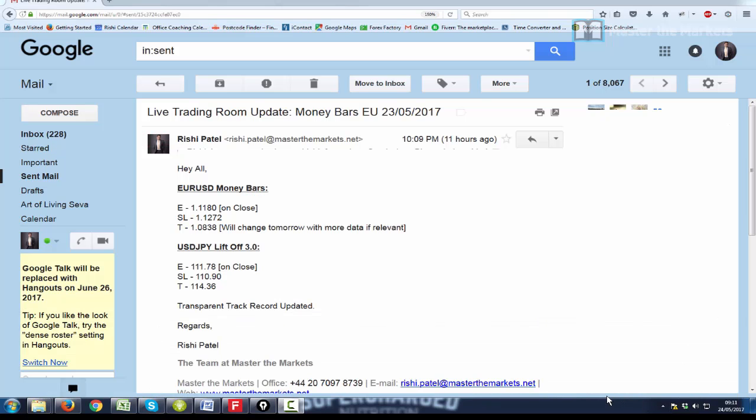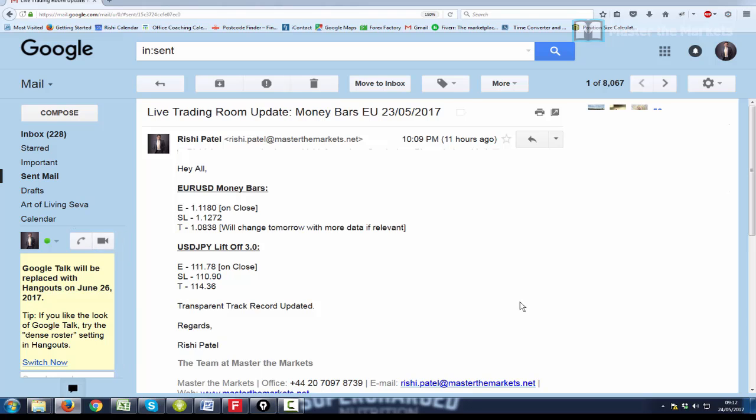Last night we opened the live trading room environment, and at 9 p.m. we called the market and we ascertained these as potential trades. So you can see here the euro US dollar, the money bars opportunity. I've said we're going to enter on the close. We've got an exact stop loss and an exact target as well.